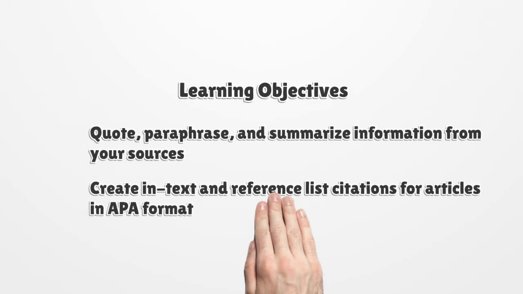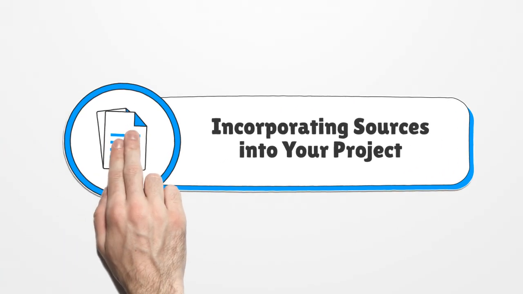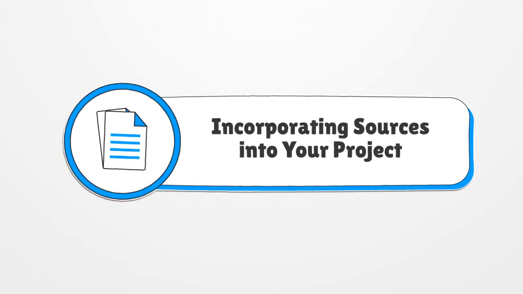By the end of this tutorial, you'll be able to quote, paraphrase, and summarize information from your sources and create in-text and reference list citations for articles using APA format. You did all that research, so now it's time to incorporate it into your project. Three ways to incorporate other people's work are by quoting, paraphrasing, and summarizing.